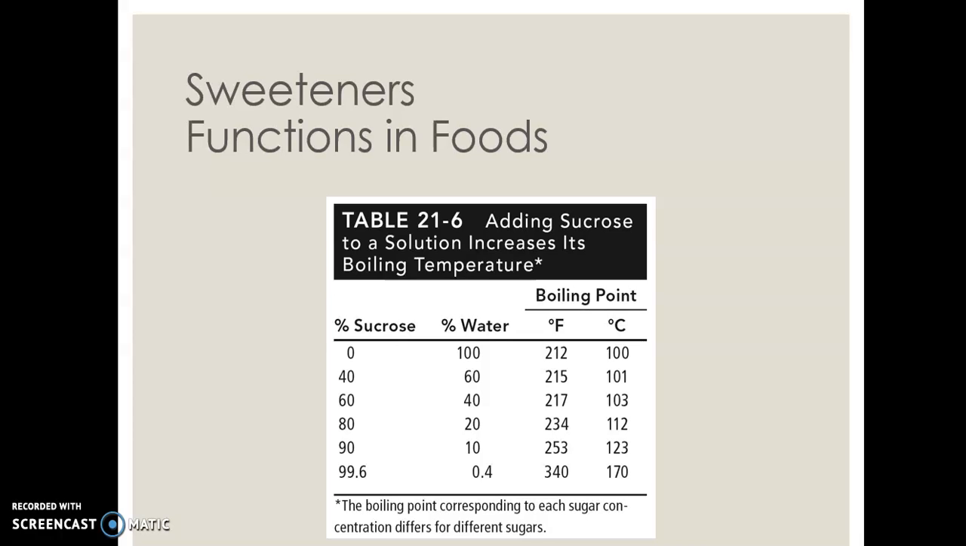Another function in food is that adding sucrose to a solution, sucrose again being table sugar, will increase its boiling point. You can see that here. Boiling point is normally 212 degrees Fahrenheit. When you add 40% sucrose to your water, you increase it to 215 degrees Fahrenheit. If you add 90% sucrose to the water, you're going all the way up to 250 degrees Fahrenheit for boiling. That's really interesting.